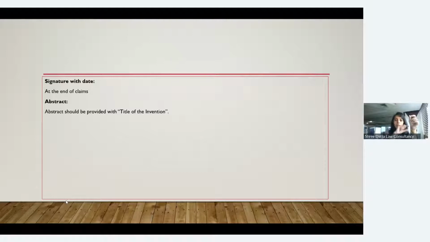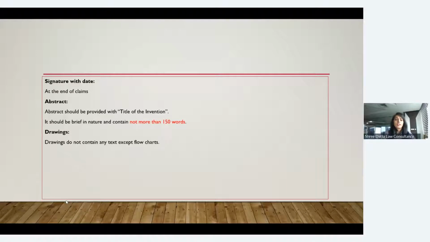In the abstract, you first write the title of the invention, which you have added into form 2 also. After that, you write the abstract. The abstract is brief in nature and gives the basic details about your invention, and it contains not more than 150 words. So the 150 words limit is there for the abstract. For the title, it's 15 words.